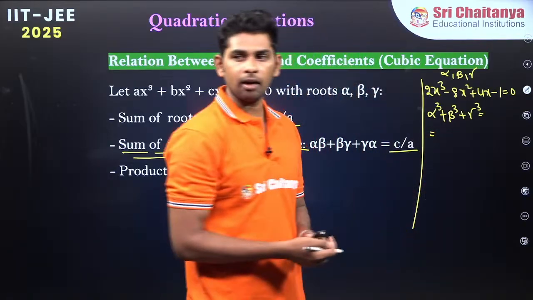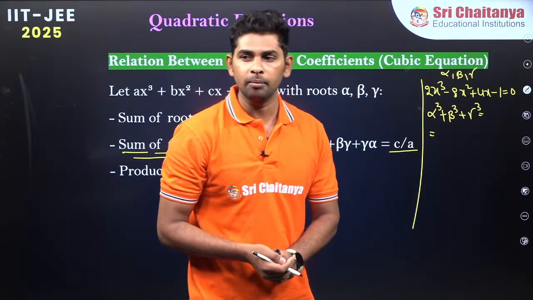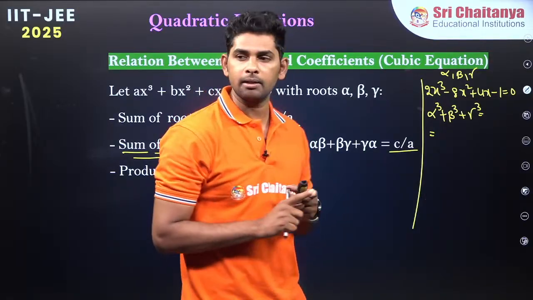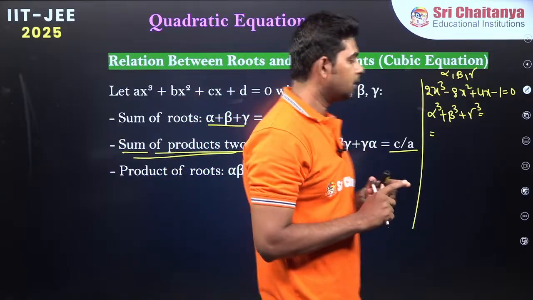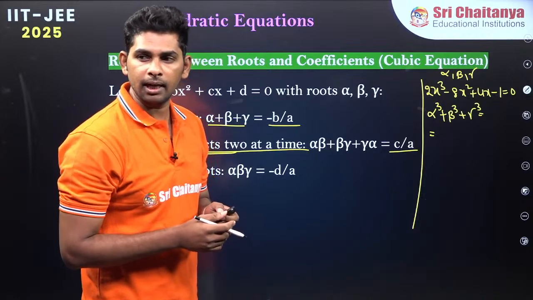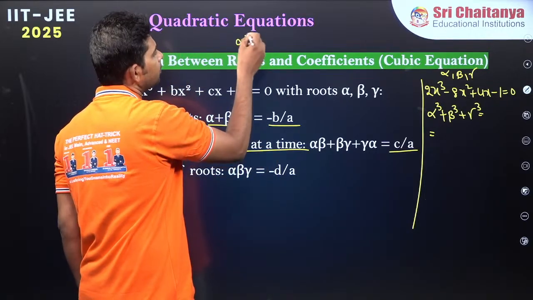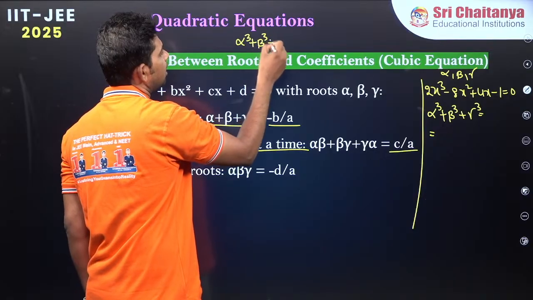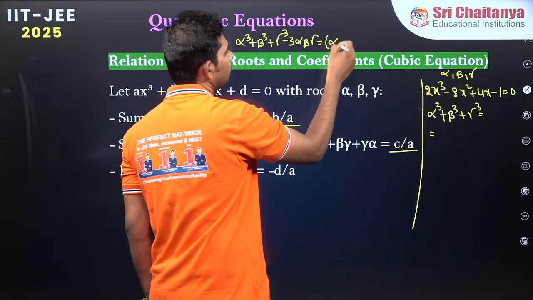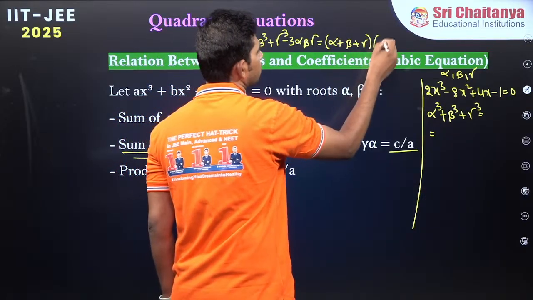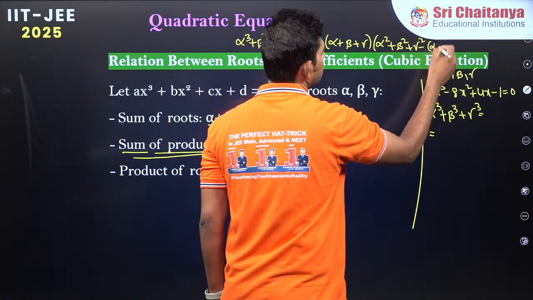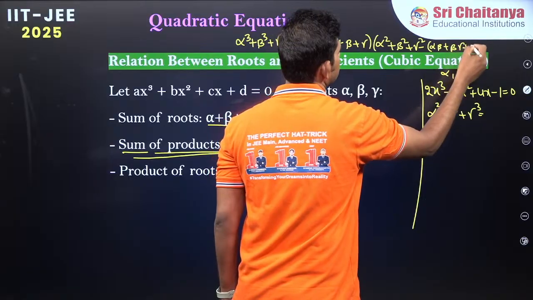So what you can write here is alpha cube plus beta cube plus gamma cube. I have given one equation there. Many of you are getting 64, very nice to see that. I'll take the equation that I have given, with rational, real numbers. So alpha cube plus beta cube plus gamma cube minus 3 alpha beta gamma is equal to alpha plus beta plus gamma times alpha square plus beta square plus gamma square minus alpha beta plus beta gamma plus gamma alpha.